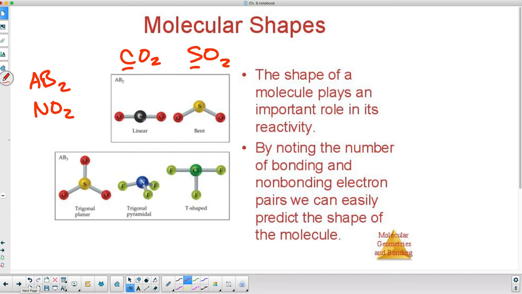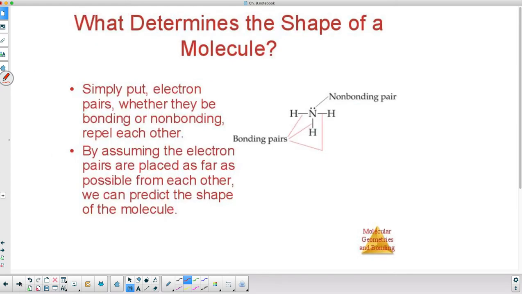Anyway, my point is that we have specific shapes. Notice how even though these 2 compounds look like they should be similar, one's linear and one's bent. What do linear and bent mean? Well, we're going to get to that. By noting the number of bonds and non-bonding electron pairs, we can easily predict the shape of the molecules. Easily. That's what we're going to get into.